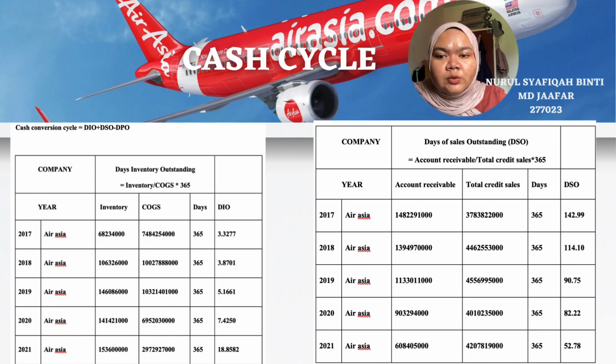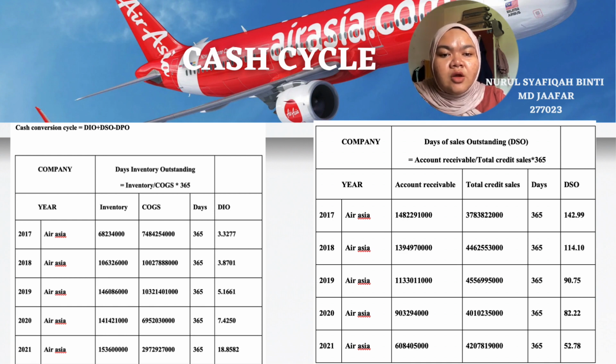For the first one, we need to calculate days inventory outstanding equal to inventory divided by COGS and multiplied by 365 days. So DIO for 2017 we got 3.3277, 2018 is 3.8701, 2019 is 5.1661, 2020 is 7.425, 2021 we got 18.8582.